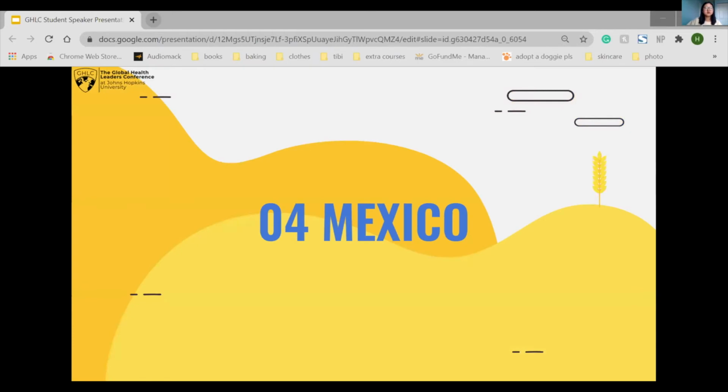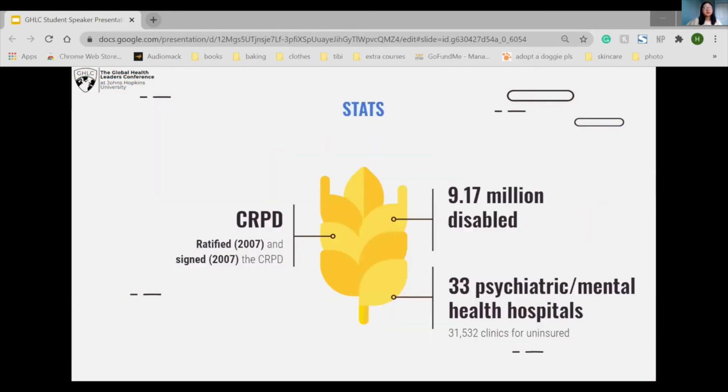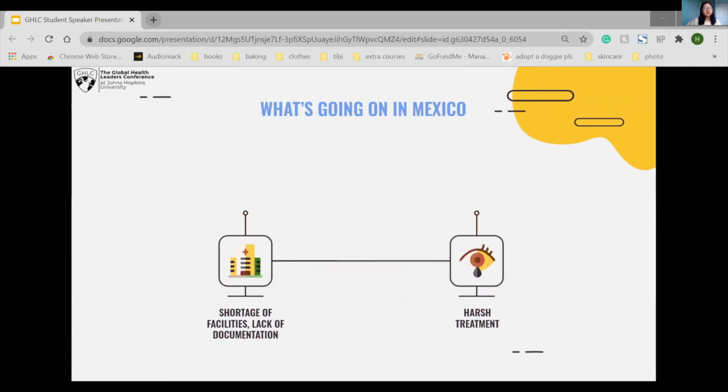Next is Mexico, a developing country. In Mexico, there are currently 9.17 million disabled people and 33 psychiatric hospitals for those people. Currently, Mexico has been one of the leading nations in terms of rights for the disabled, a stark contrast to reports on the treatment of the disabled in Mexico. So what's going on? The shortage of facilities, lack of documentation of those, and the harsh treatment.